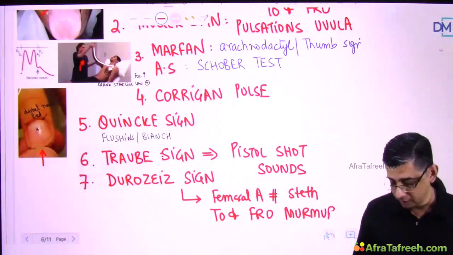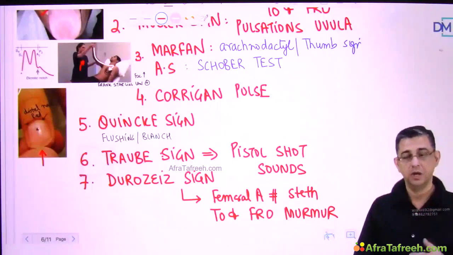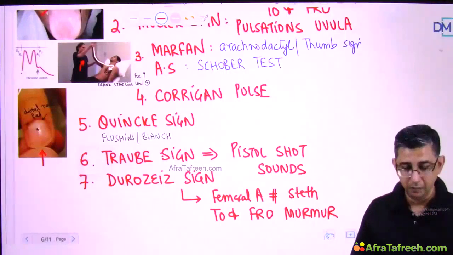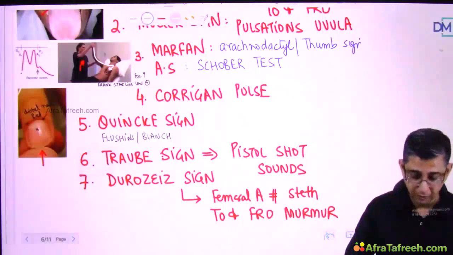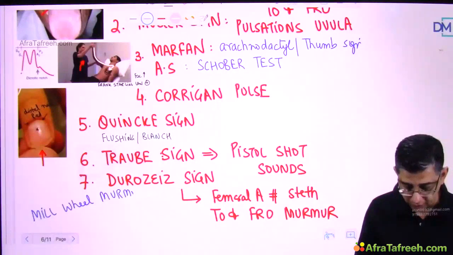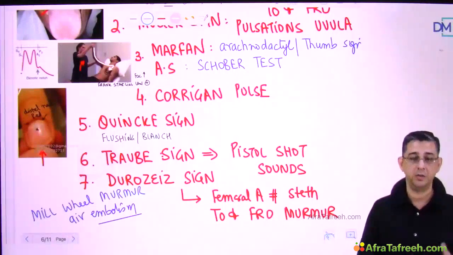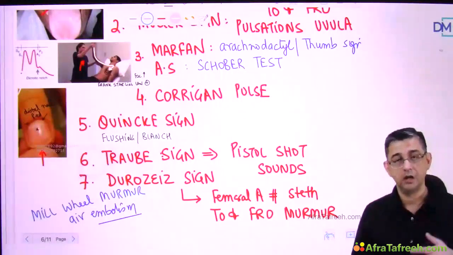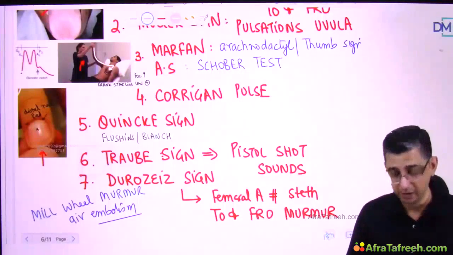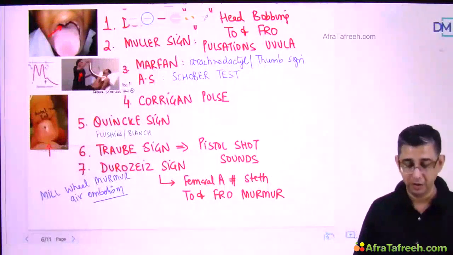Do not mix it with machinery murmur, which is found in PDA. Do not mix it with, I would say, mill wheel murmur that is found in patients of air embolism. In fact, I'll just mention it here because it has a very classical name. Mill wheel murmur. This is found in patients of air embolism. And continuous murmur is easy, so I'm not writing it. You anyway are aware that continuous murmur is found in coarctation of aorta, in arteriovenous fistula, and obviously in pediatrics in patent ductus arteriosus. So these are some of the standard signs which you can appreciate in the patient.